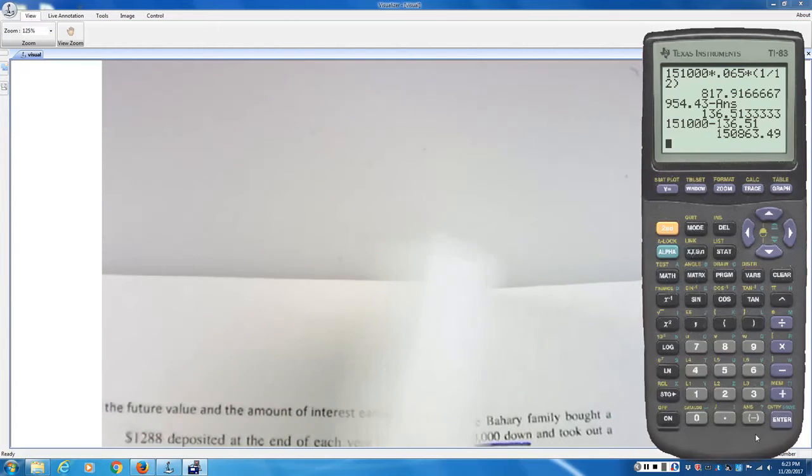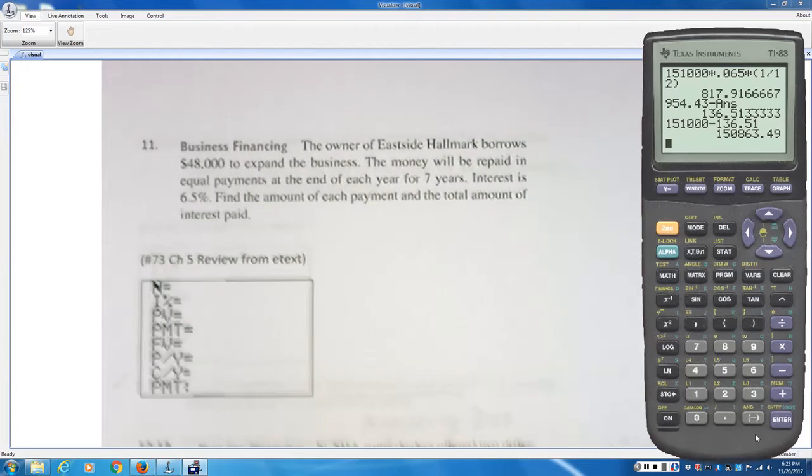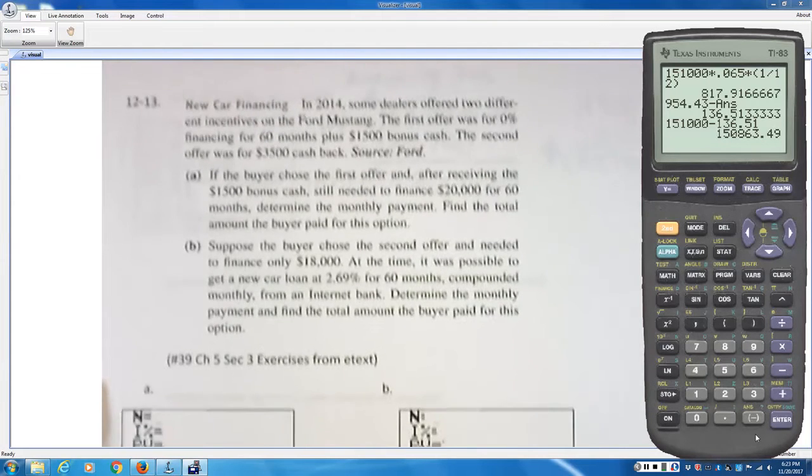Now, the one that a lot of people ask about, and y'all have not asked about, but I think we'll see if you need to look at it, is 1213, the new car financing. Because everybody tends to overthink that one.